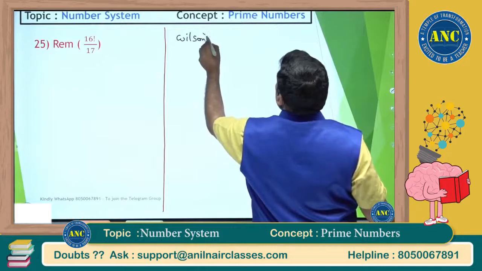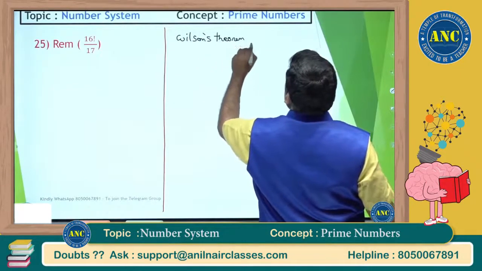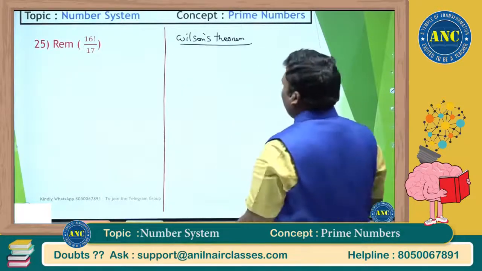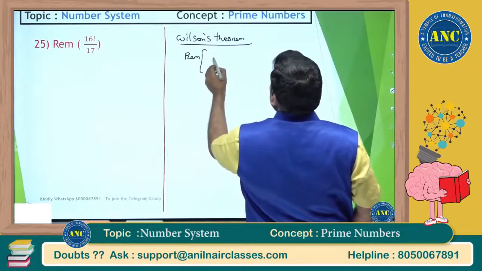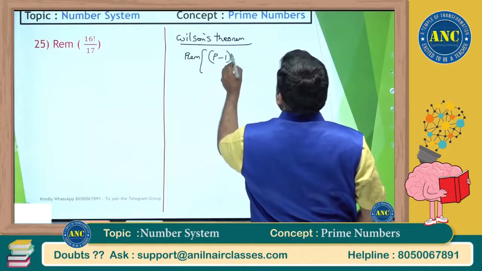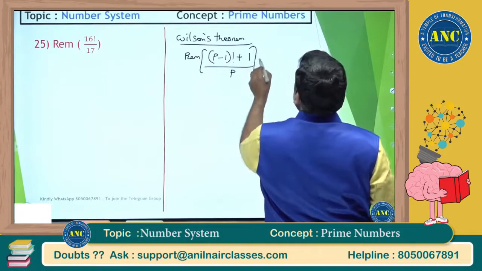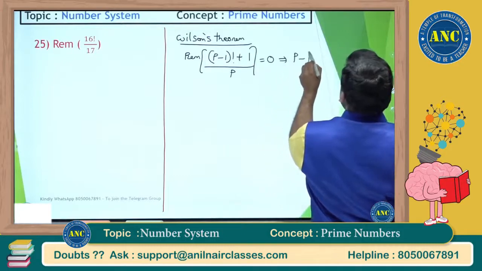Wilson's theorem based questions are extremely important. Wilson has proposed a theorem based on prime numbers. The theorem goes like this: (p minus 1) factorial plus 1, when divided by p, the remainder is 0 when p is a prime number.